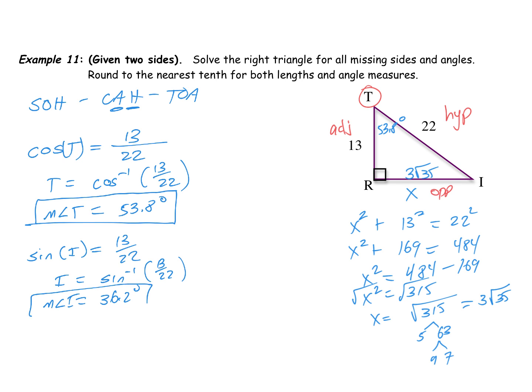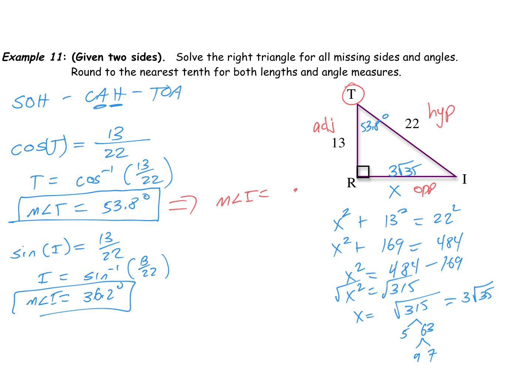But it's actually easier to not use a trig ratio here. You can simply use the triangle sum theorem. We know that the measure of angle I is going to be complementary to the measure of angle T, or you could say the sum of the measures of the angles in the triangle is 180. So the measure of angle I is simply going to be 90 degrees minus 53.8 degrees, which is equal to 36.2 degrees.